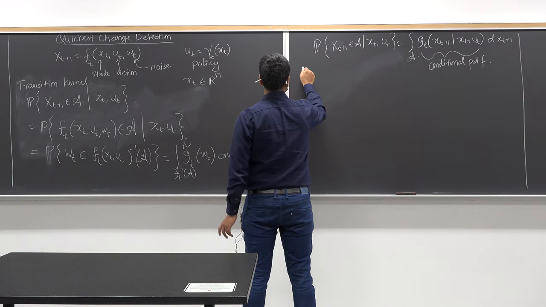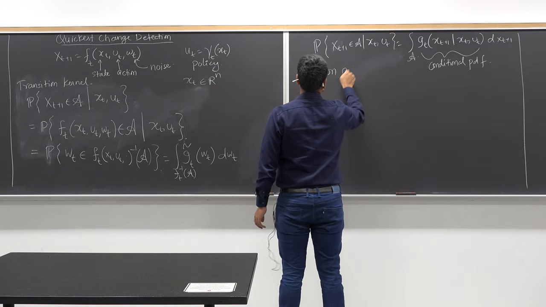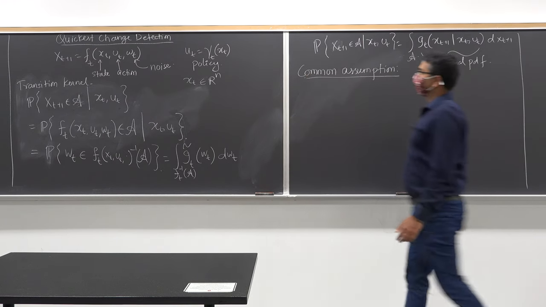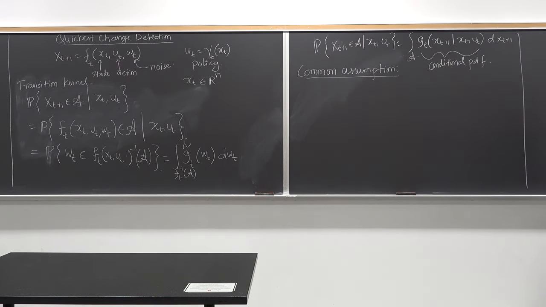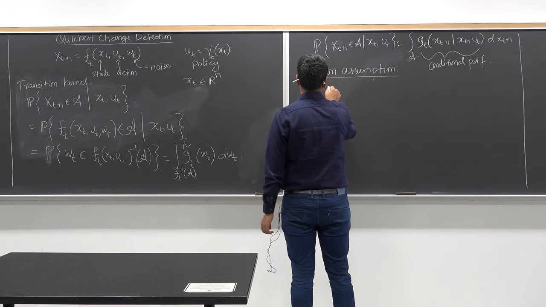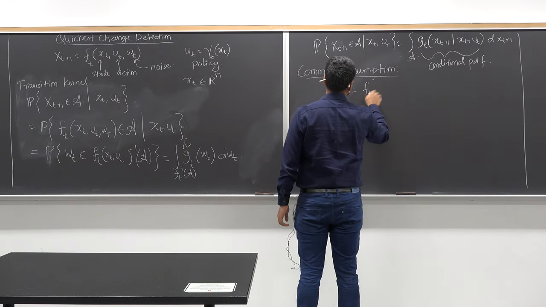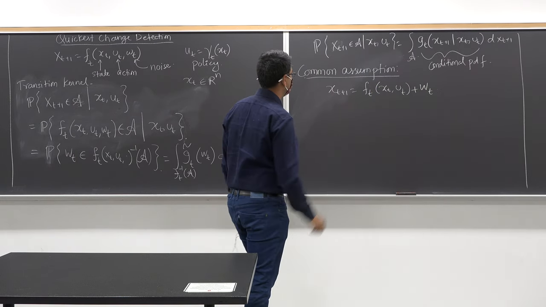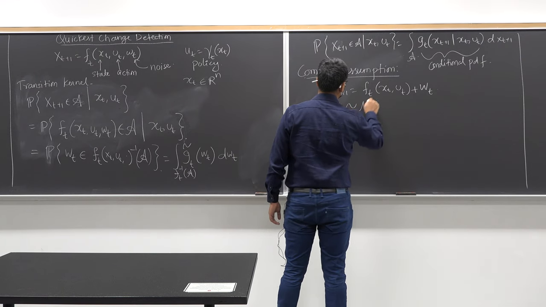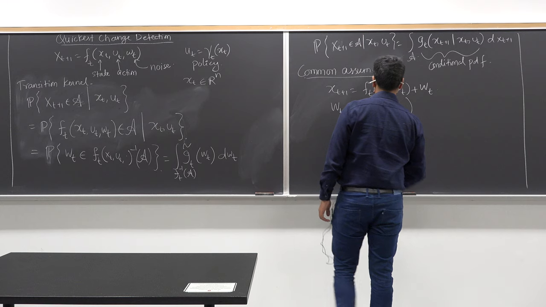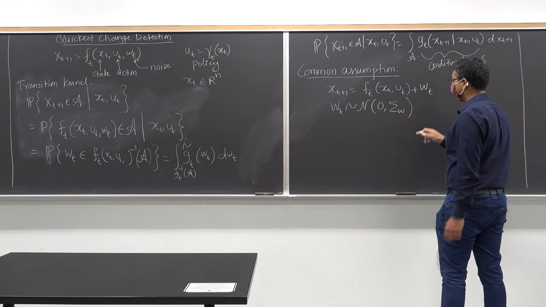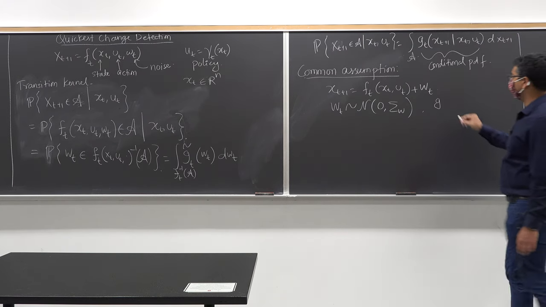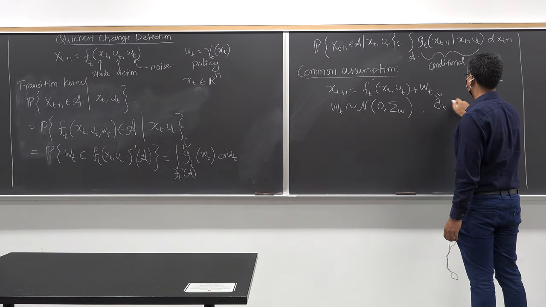This is a fairly common assumption, so don't get alarmed by thinking that this is a special case, because this case would be satisfied in a very large number of settings. So the assumption is my XT plus 1 equals FT of XT, UT plus WT, and my WT is Gaussian with mean zero and covariance sigma W, and I'm going to use G tilde T as the PDF.